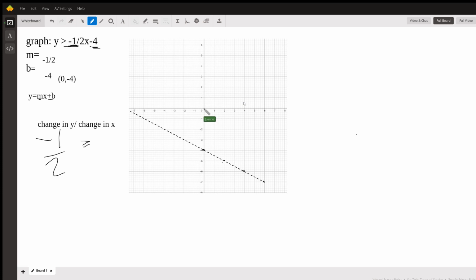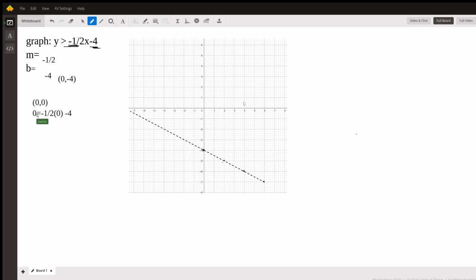What I can do is take the value of a point on one side and see if it works in this equation. I'm going to choose the point 0, 0, just because that's a very convenient point. Zeros for x's and y's make things easier. So I'm going to use the point 0, 0 and see if that works. My equation is y is greater than negative 1/2 times x, which is 0, minus 4.